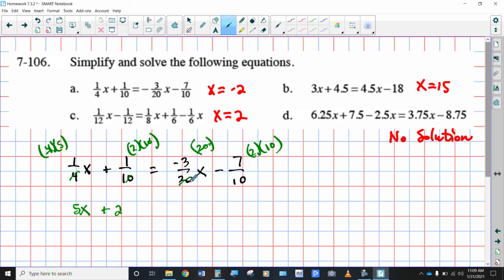Here, the 20 is going to cancel out, leaving me with negative 3x's. And here, the 10 is going to cancel out, leaving me with 2 times 7, so it's minus 14. So this expression becomes negative 3x minus 14 after multiplying each term times 20. Now, I will add 3x's to each side. I will take away 2 from each side. And then 8 times negative 2 is negative 16. That means x must have been equal to negative 2, which is our solution.